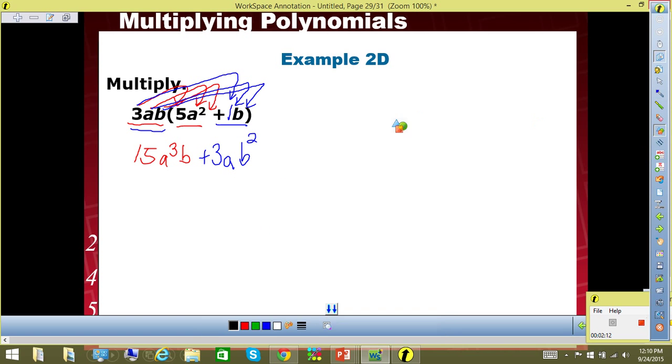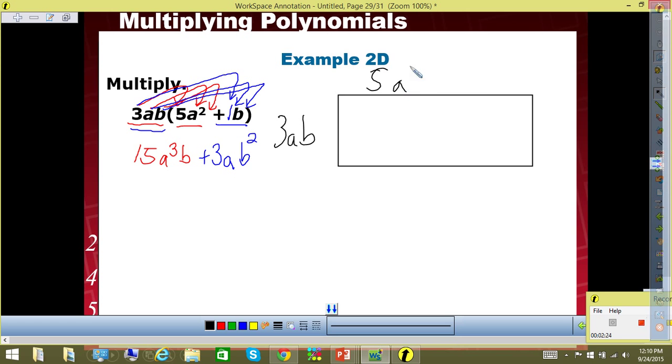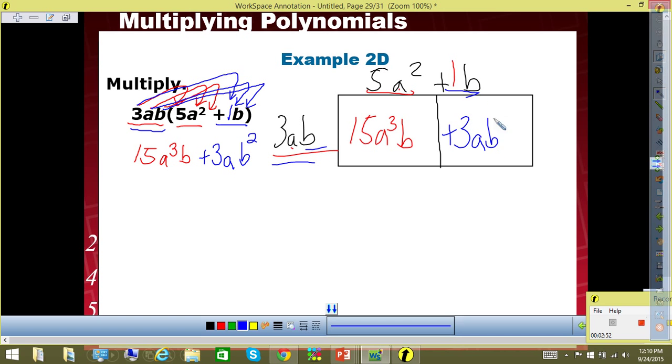And let's use the area model. There it is. So I have 3ab, 5a squared plus b. I draw my line down. Therefore, I start with this times this. So 3 times 5, that's 15. A times a squared, that's a cubed. And I write the b right next to it. Coefficient of 1. Therefore, 3 times 1, that's positive 3. A, there is no a on that second one, so I just write it. And b times b, that's b squared. And we're done.